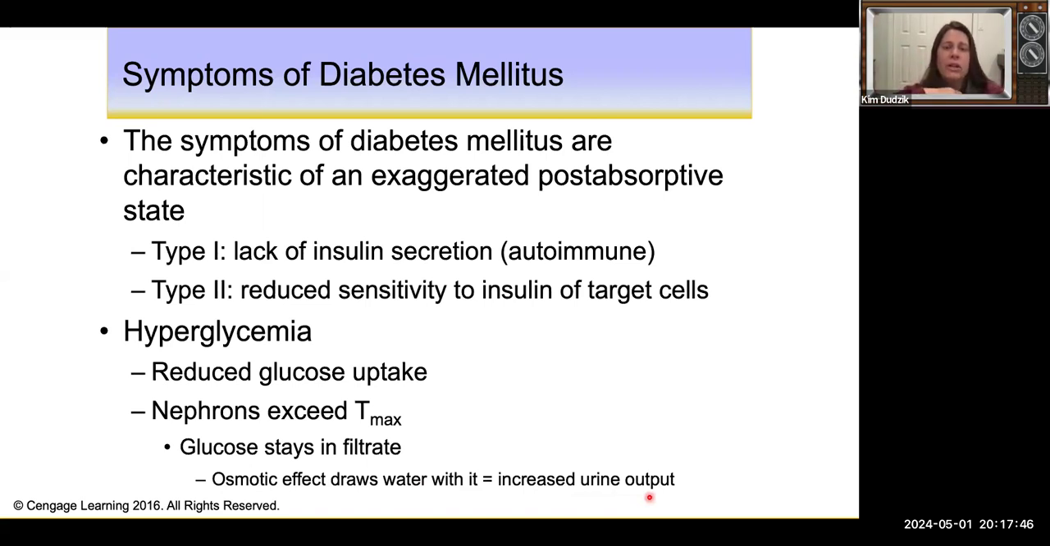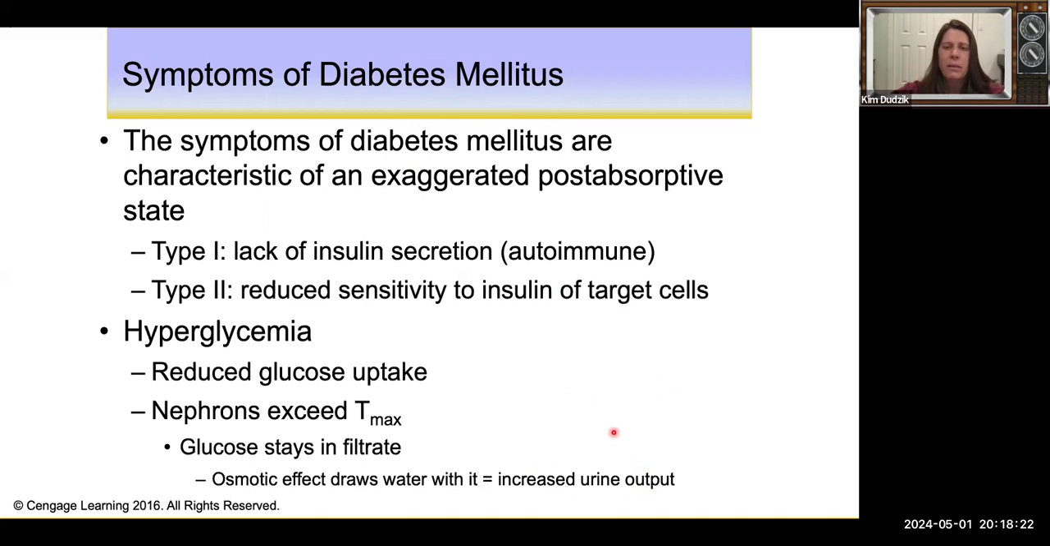You might find an increased urine output. Therefore, if you're not able to reabsorb water and you're releasing a lot of water through the urine, you might be thirsty. The body's trying to replace that water, so it's signaling you to be thirsty to drink more water. So that's another symptom of diabetes. Diabetes mellitus: diabetes literally means to flow through, so that's referring to the increased urine output. Mellitus means sweet, and that refers to the glucose in the urine.